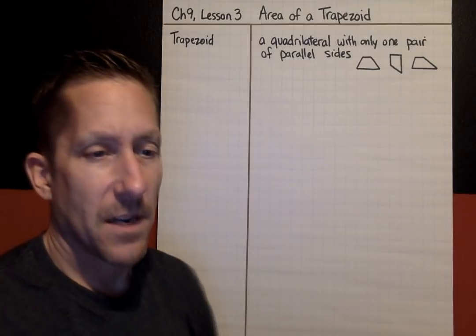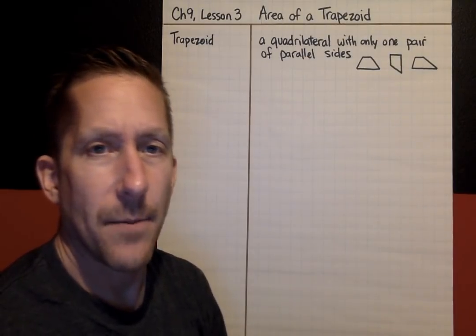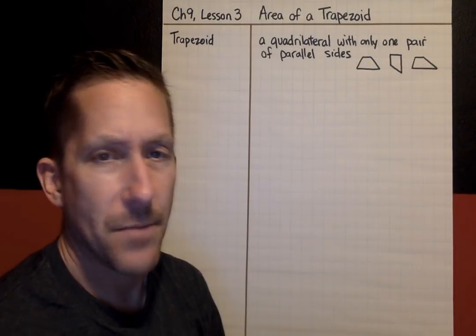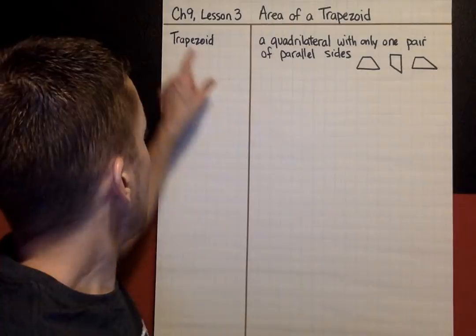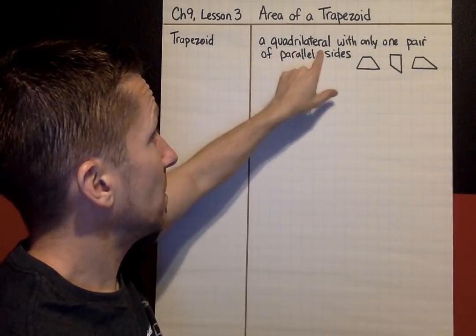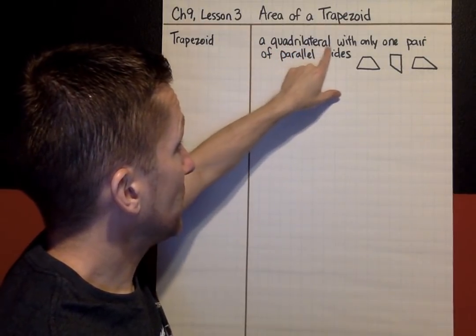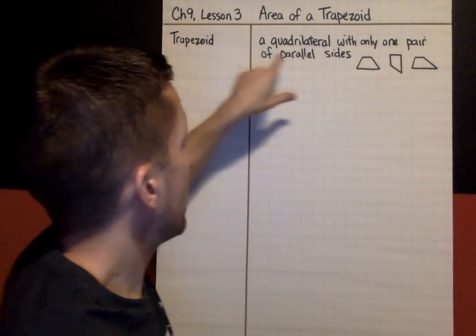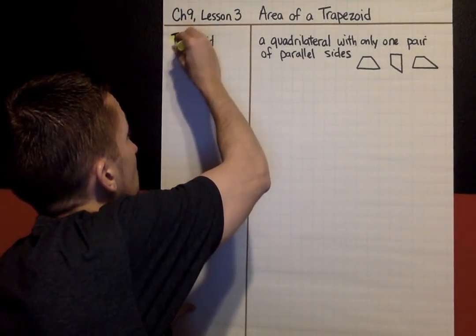The first thing I want to talk about is, I know we looked at trapezoids in the lab, but what is the official meaning of a trapezoid? Here it is. A trapezoid is a quadrilateral, so that means a four-sided polygon, quad meaning four. A quadrilateral with only one pair of parallel sides. So let's look at this a little closer.